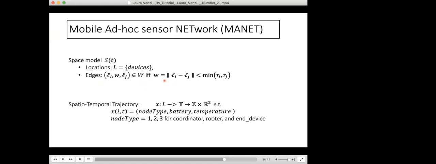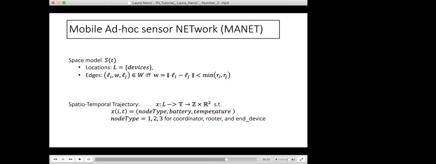So here, considering just the connectivity graph, we say that there is an edge between two locations if and only if the Euclidean distance between the two locations is less than the minimum of the two communication ranges of Li and Lj. As spatio-temporal trajectory, we consider the evolution in time, so the temporal signal, in each location of three variables.